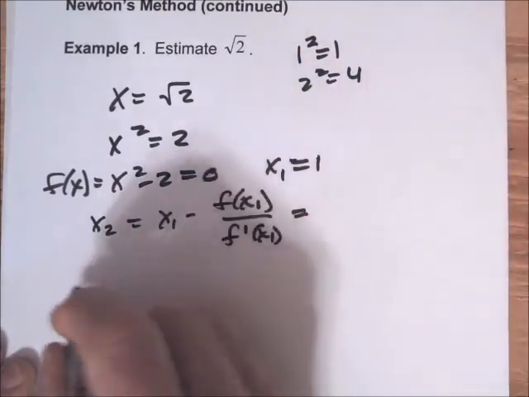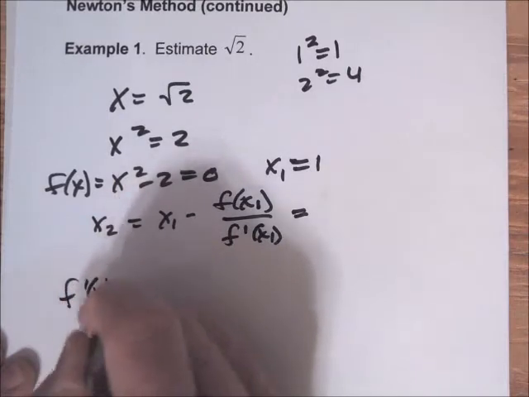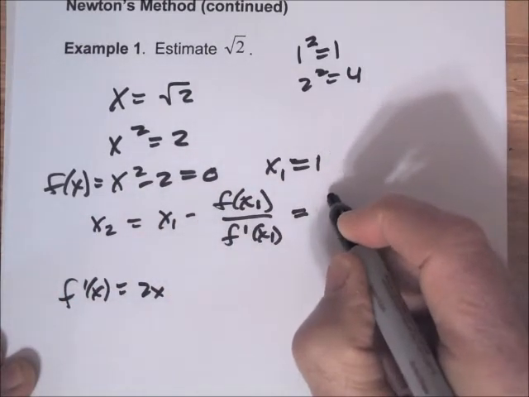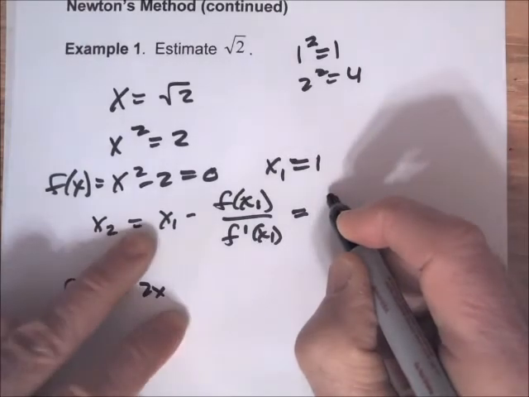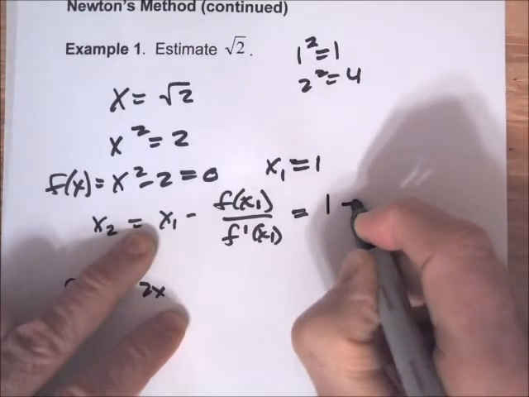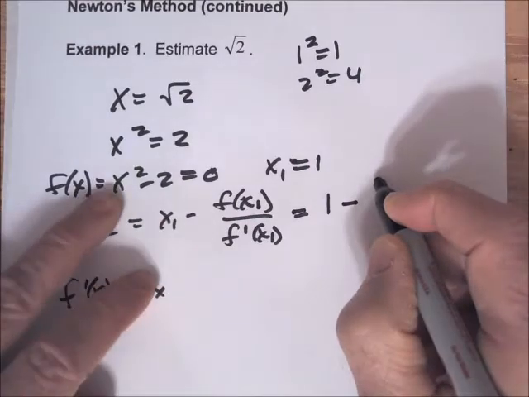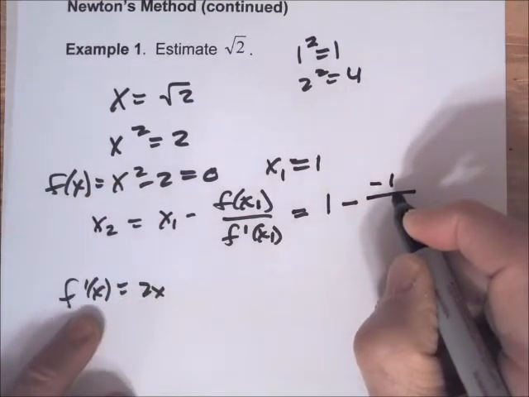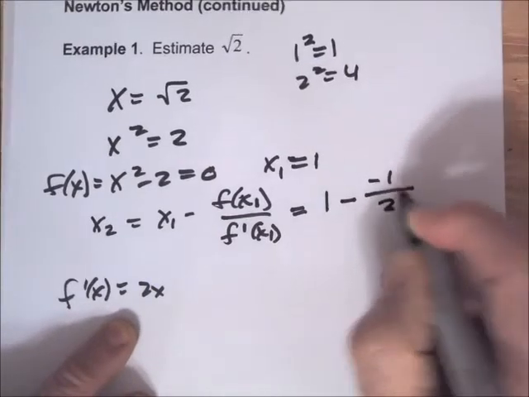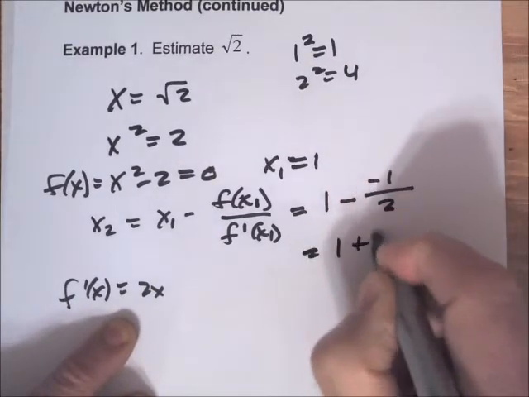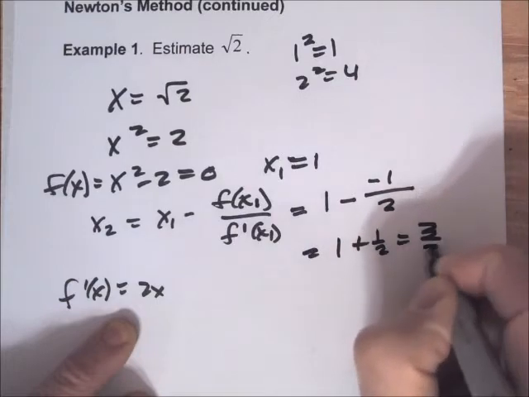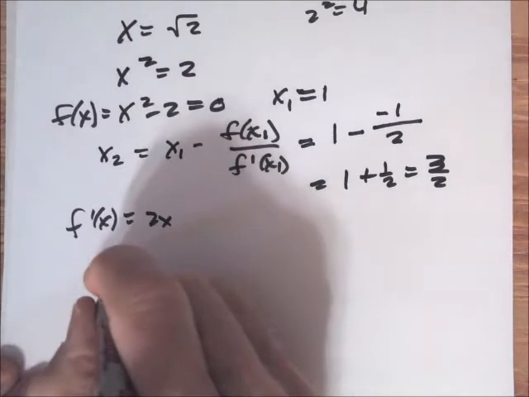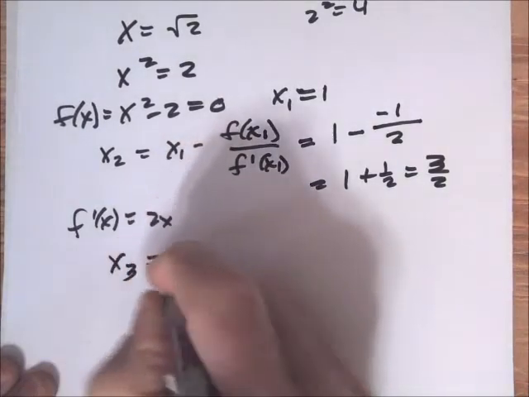Okay, so let's compute. f prime of x is going to be 2x. So this is going to be x1, which is 1, minus f of x1, which is 1 squared minus 2, which is negative 1, and f prime of x1, 2 times 1, is 2. So double negative is positive. This is 1 plus 1 half, which is 3 halves. Okay, so x2 is 3 halves, and then we can use that to get a third estimate.